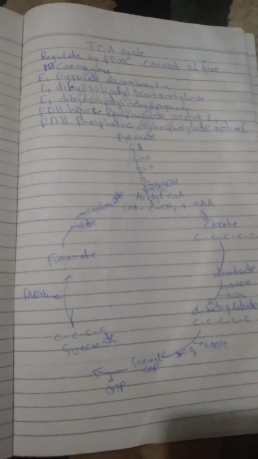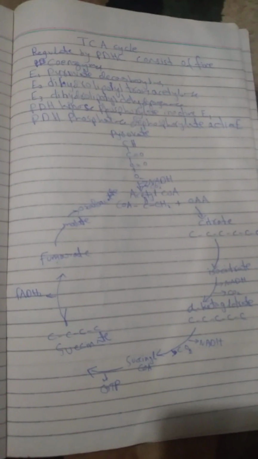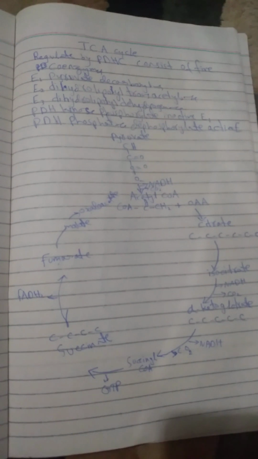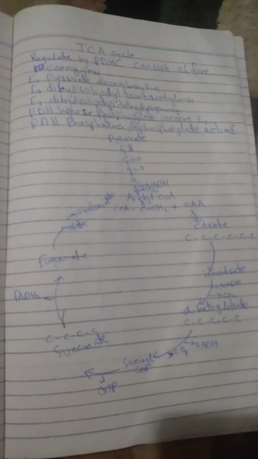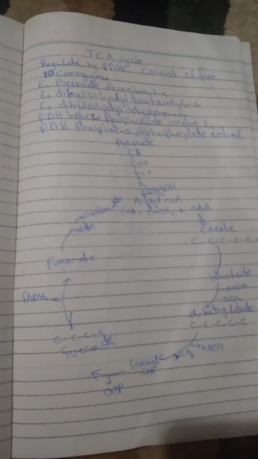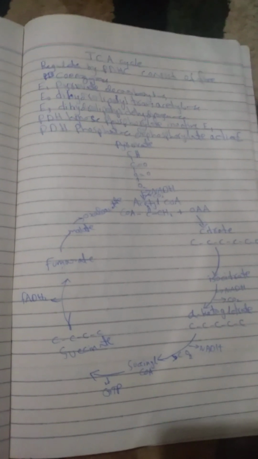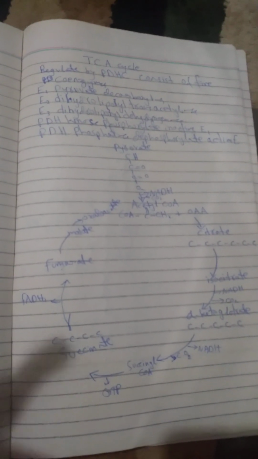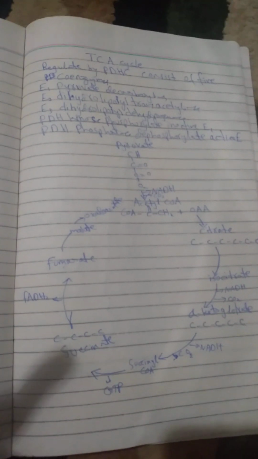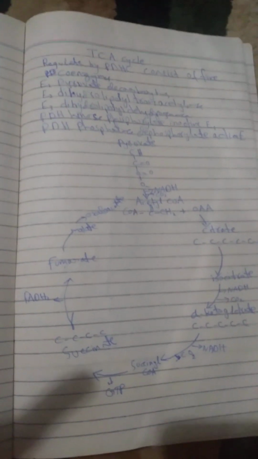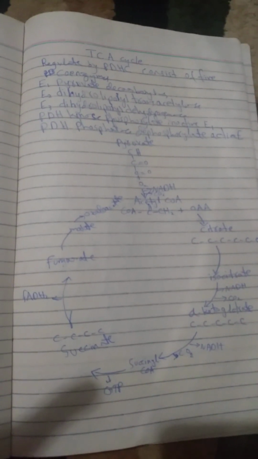And FADH2, then succinate is converted into fumarate. There we gain another FADH2 too. Then fumarate is converted into malate. Malate is converted into oxaloacetate. We again gain oxaloacetate. This is simple. It's all about the tricarboxylic acid cycle.